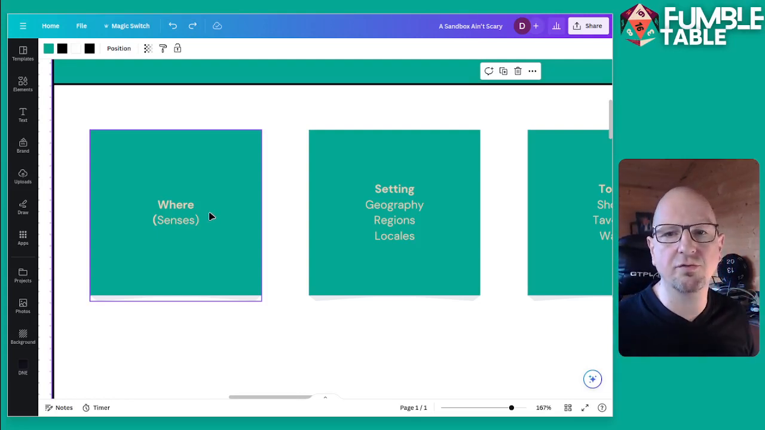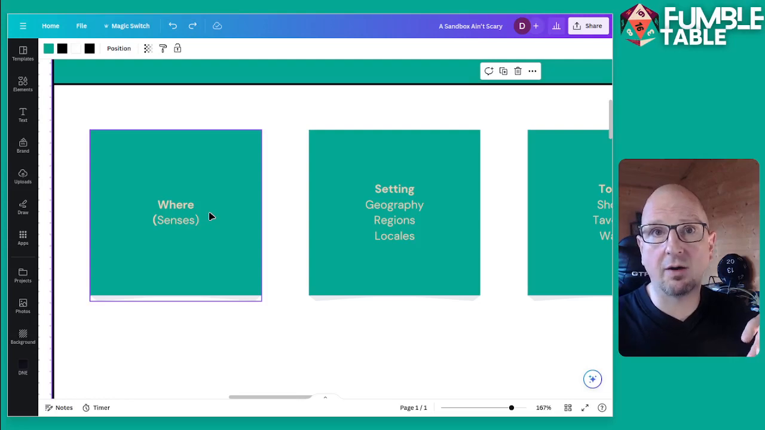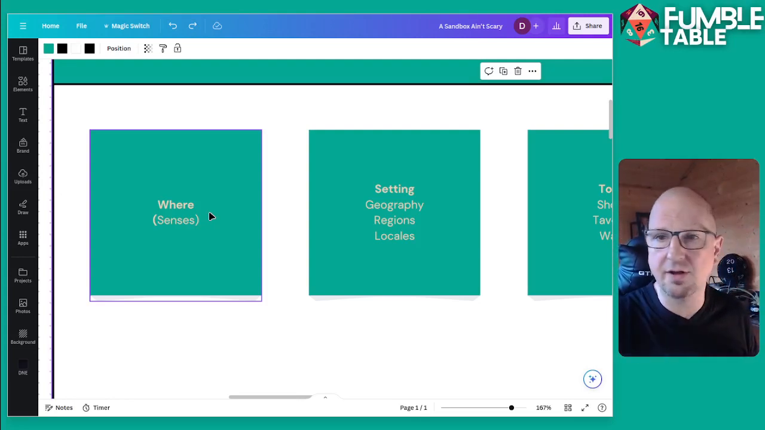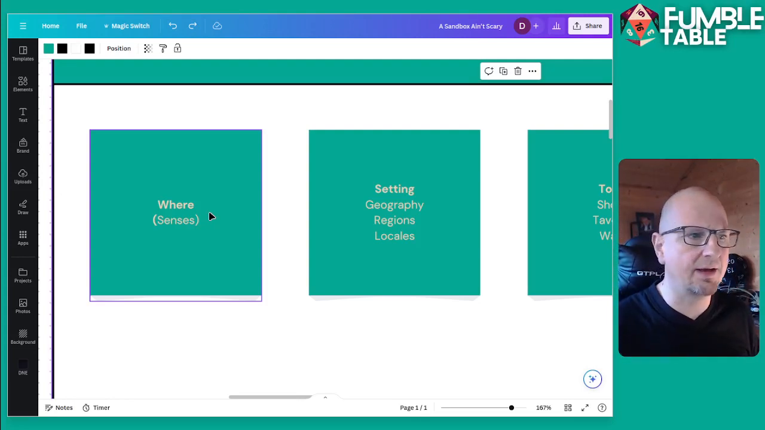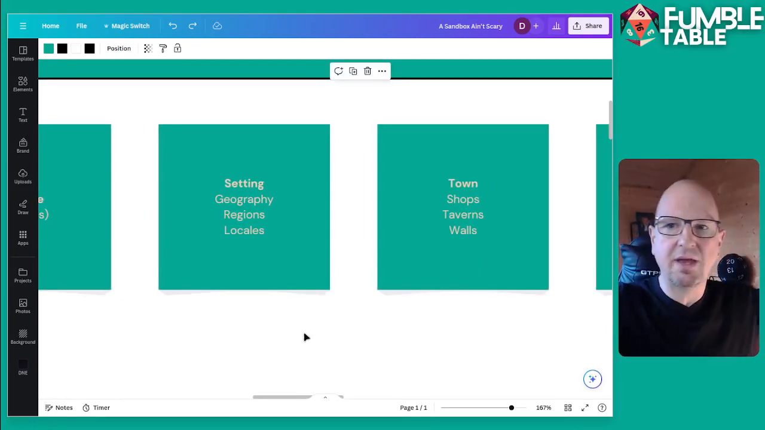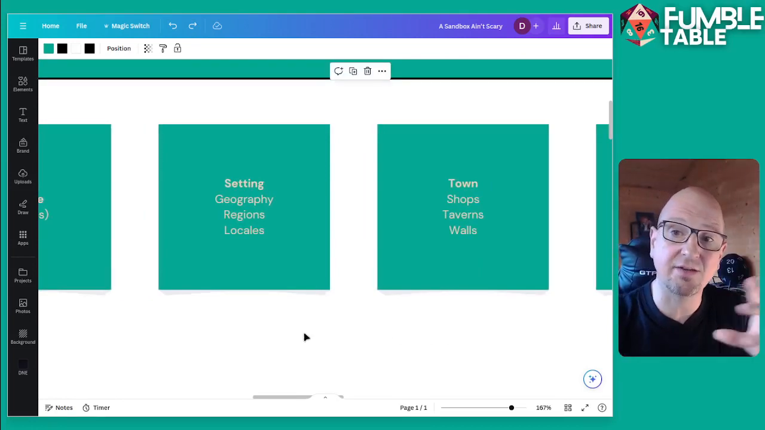So when we're looking at a setting, you've got geography, you've got the regions, you've got the locales. I have literally just got Rob Conley's Kickstarter PDF. It's amazing. I can't advise it enough. So I'll put another link down below. Sign up for that. But that helps flesh out so much of this stuff. So what we're going to do is break down big and then zoom into the different areas and then give examples.